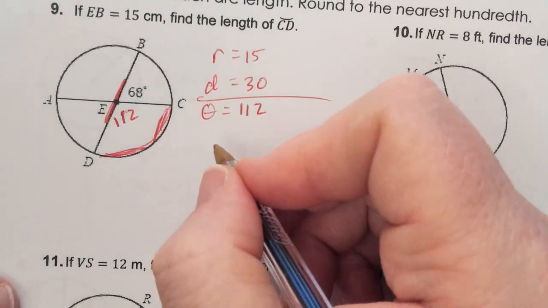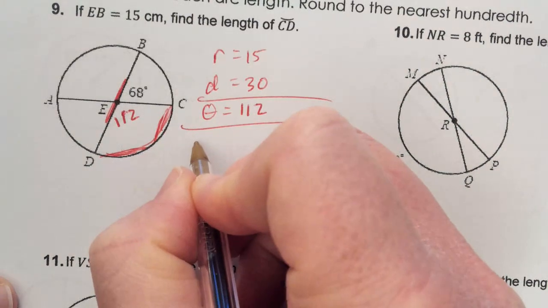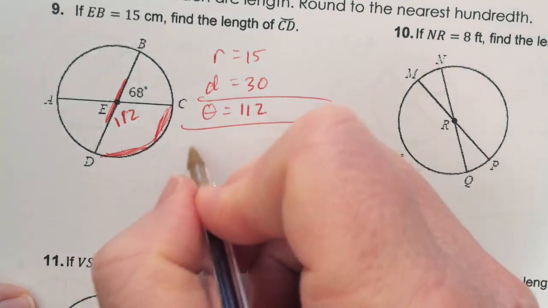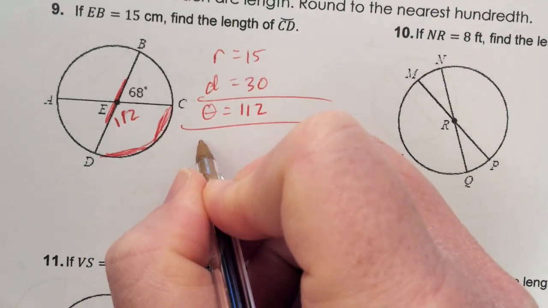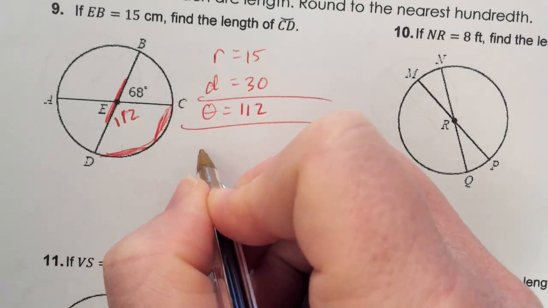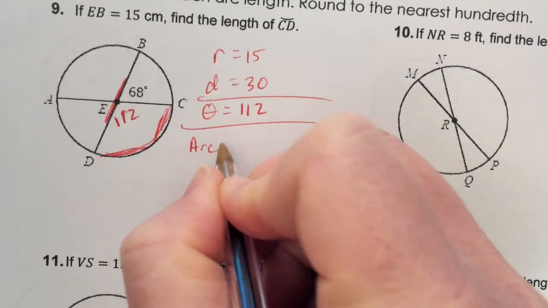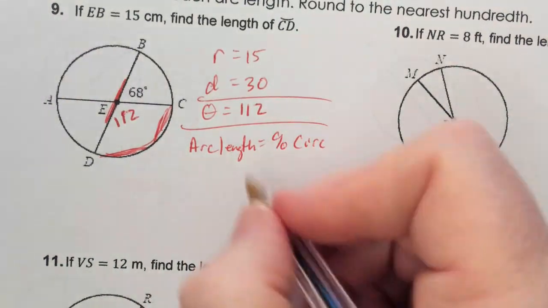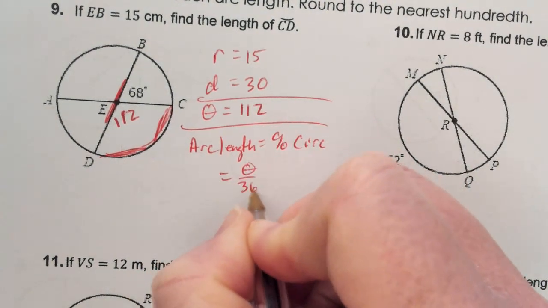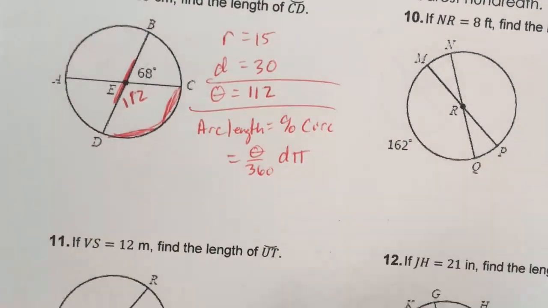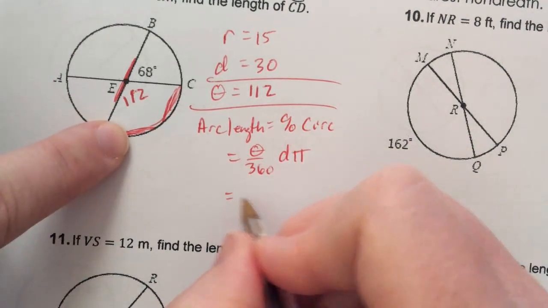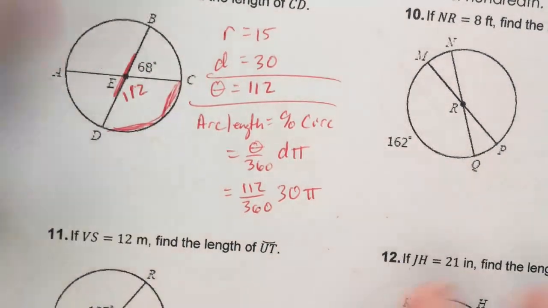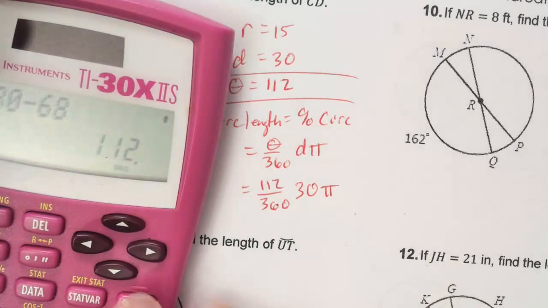All right, so now that we have that, we're doing the arc length. So that is a percentage of the circumference. That would be theta over 360 times d pi. So our theta is 112 over 360. D is 30 times pi. All right, so all we have to do now is plug it into our calculator.